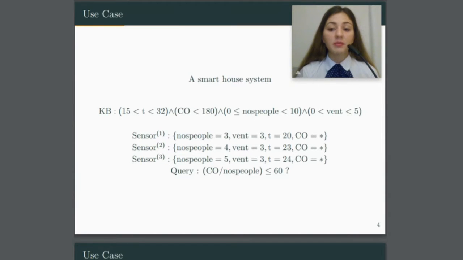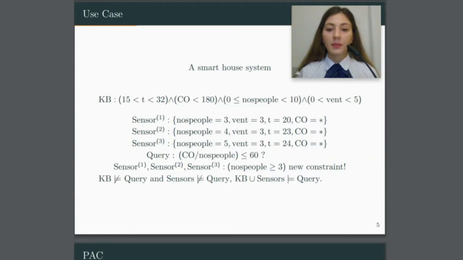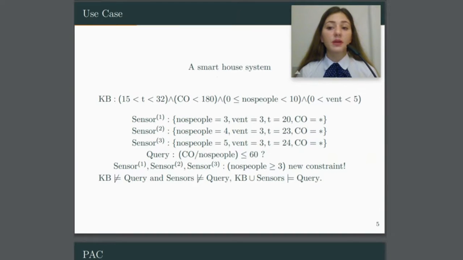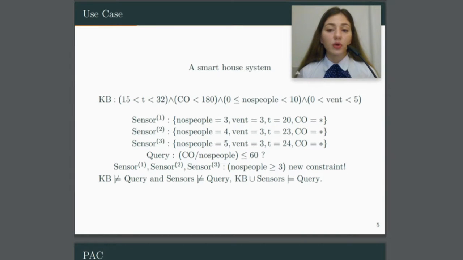This forms our implicit constraint that the number of people is at least 3, resulting from the partial information received. Knowing that the number of people is greater or equal to 3 and that the carbon monoxide value is less than 180, we are able to decide that the query is entailed. This knowledge has been formulated implicitly by looking at the knowledge base and query with respect to the partial information.